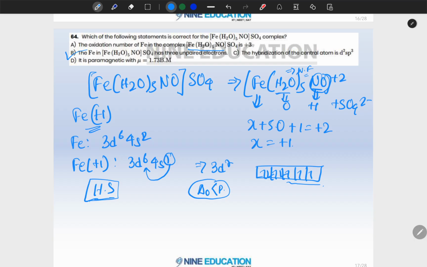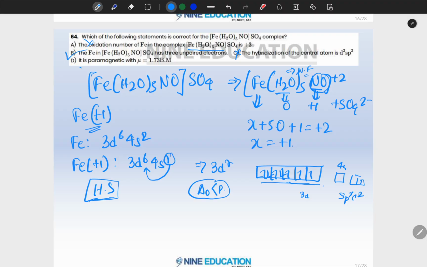Option A is not correct because the oxidation state of iron is +1. Hybridization of this complex, obviously it should be an outer orbital complex. Since this is a high spin complex, obviously the inner 3d orbitals are not vacant. So the outer orbitals, the 4s, 4p and 4d orbitals will participate in hybridization, and the resultant hybridization will be sp3d2. So option C is also incorrect.